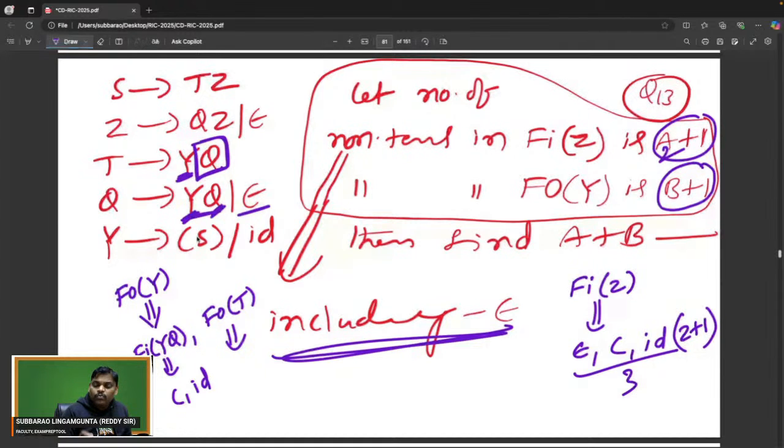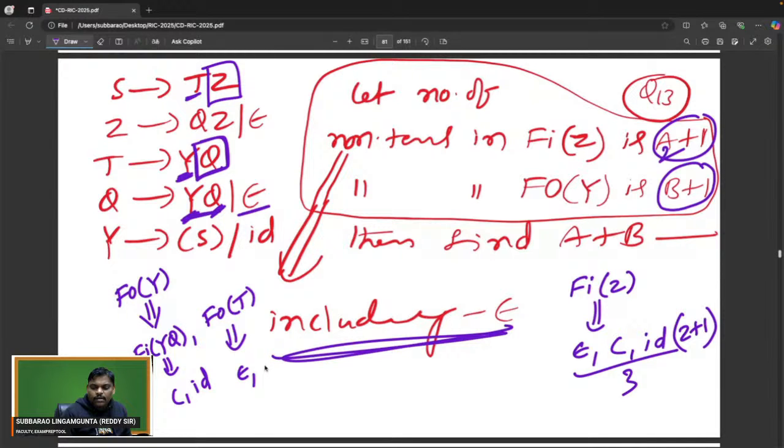So follow of T we have to calculate. Follow of T is first of Z. First of Z, I think we are already done. Let me write now. Follow of T is first of Z. Epsilon is there. It's okay. Follow of T is first of Z. First of Z contains epsilon.